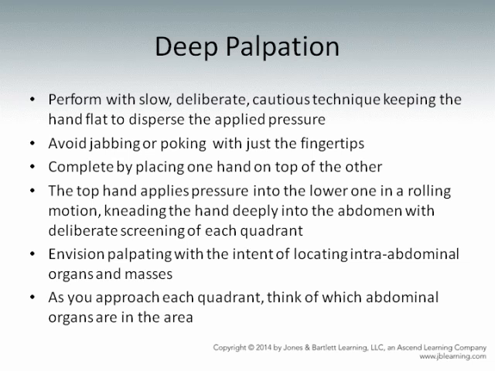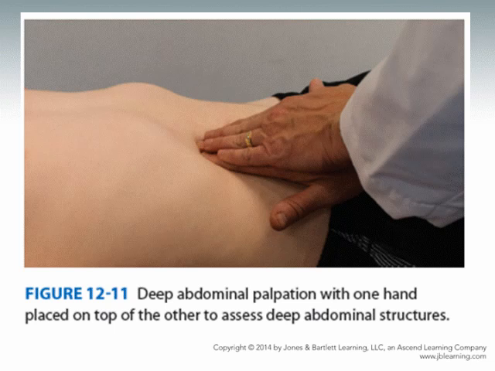You want to envision palpating with the intent of locating the intra-abdominal organs and muscles. And again, you need to visualize in your mind what is there and what you should be feeling. The spleen you shouldn't usually feel when you check for it. So if you do, that's something that you would have to look into further. As you approach each quadrant, again, think about what organs are there.